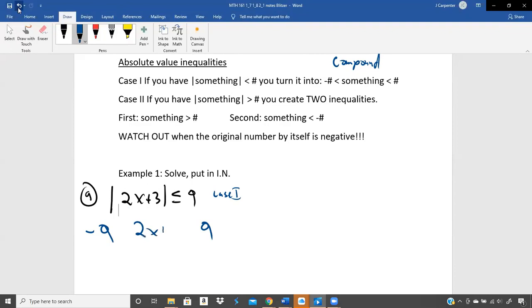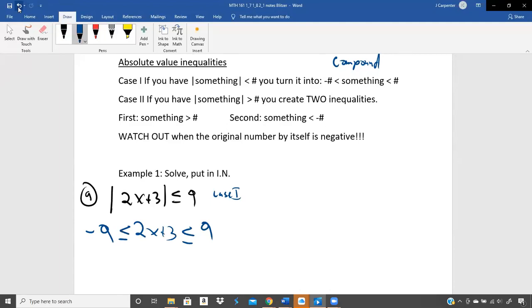So here's our 2x plus 3. And then you just make sure this makes sense. Imagine this 2x plus 3 wasn't here. Negative 9 is less than positive 9, so you better be writing less than symbols. But it wasn't just less than, it was less than or equal, so be consistent and give them their or equals.